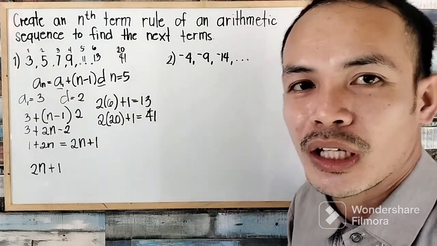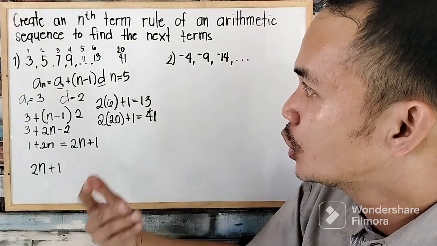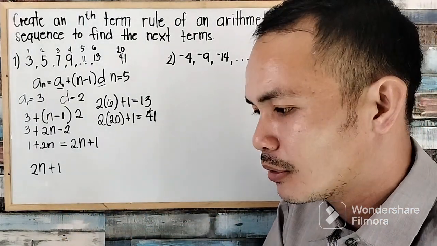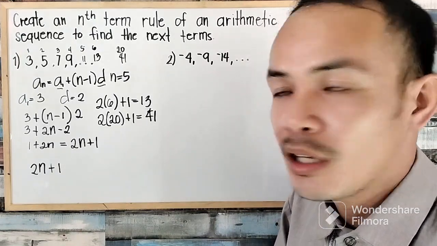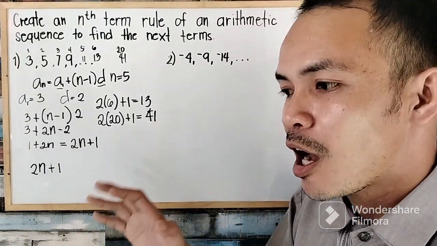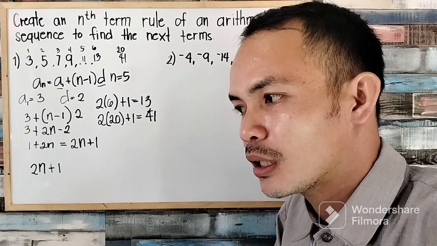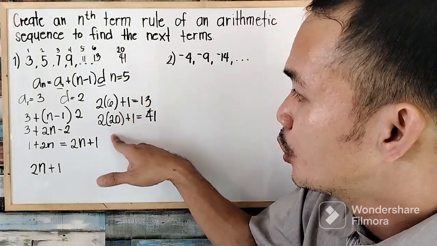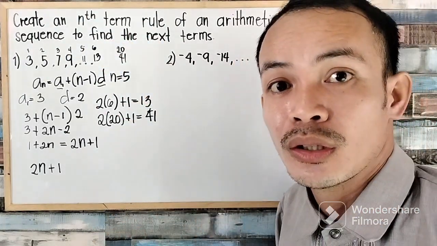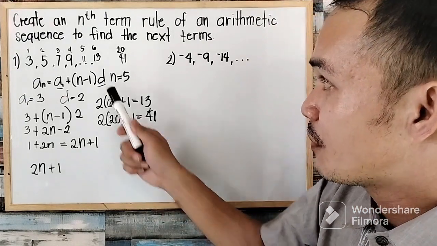Okay? We can do the shortcut. Di mo na kailangan pagdaanan yung 7th term, 8th term, 10th term, and the rest of the terms. Okay? If you want to find a particular or a specific term, then do this n-term rule. Alright? So, that's the first example.